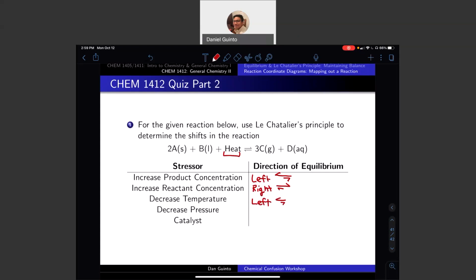But if I decrease pressure, remember, pressure is reliant on the amount of gas molecules, and that goes towards the product side because we have 3 versus 0. If we decrease pressure, that's going to hurt the right, and realistically it's only going to shift towards the right itself, because left doesn't really apply to gases. And then again, remember, catalyst. What is that going to do to equilibrium? Absolutely nothing. Because remember, catalysts only affect rate, not equilibrium.